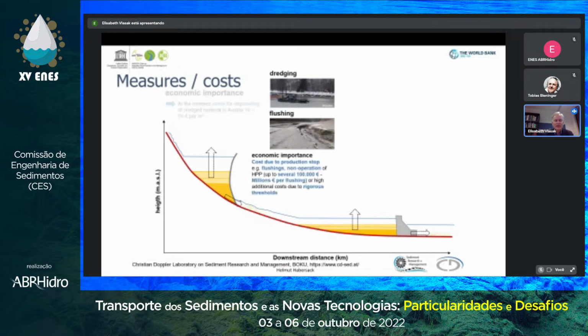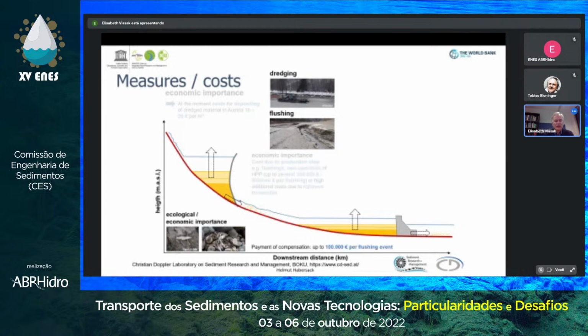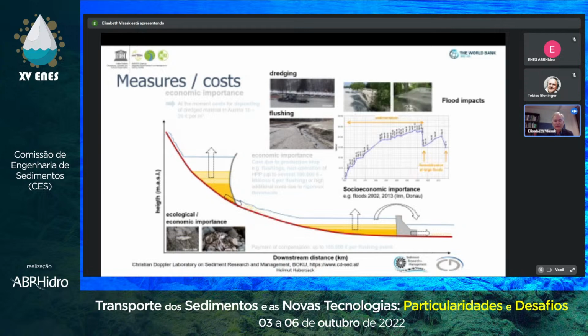We have also other means like flushing, where there's a lot of costs involved, like you cannot produce electricity, or you can have economic importance when it comes to ecological boundary conditions at fisheries. They want some payment if you flush. So we have to be very careful how to do this job. And we have, of course, a socioeconomic importance. So when it comes to sedimentation, we might have higher water levels, which increase the flood risk. So there's also a need to include other boundary conditions for this.